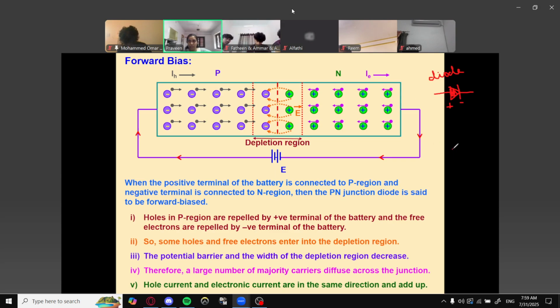So the same picture can be redrawn like this. If you are utilizing the symbol for forward biasing, the circuit is like this. Positive, negative, then you will be having a key. Then you will be having an external resistance. And there would be an ammeter, preferably. Wait a second, I will draw.